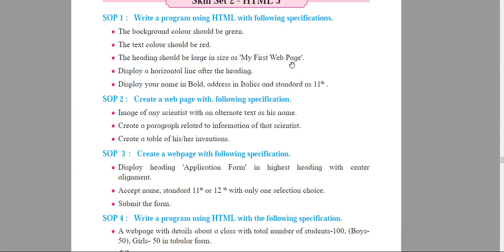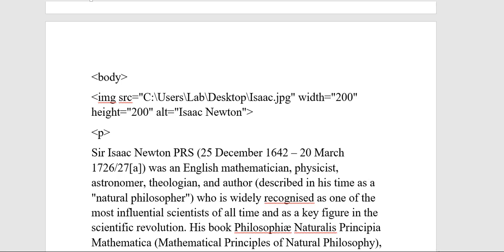They have also said in the question that your image should have alternate text as its name. To have the alternate text we use the alt attribute. The alt attribute is used to assign the alternate text to your image. So here the alternate text is the name of the scientist whose image we are taking, that is Newton. In this way, in the image tag you have used 4 different attributes.